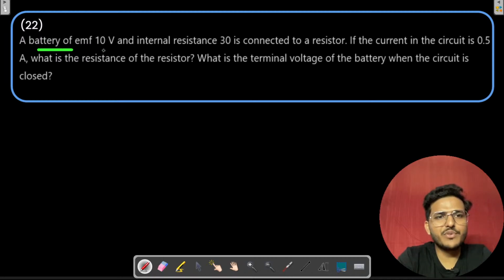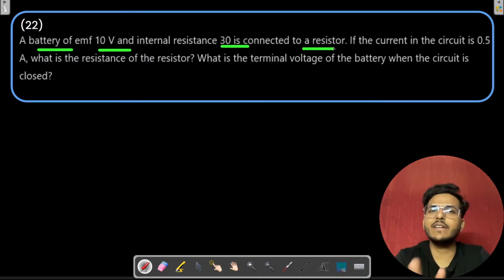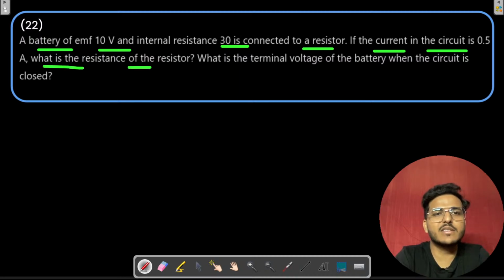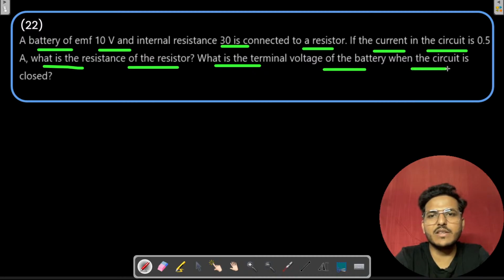A battery of 10 volt EMF and internal resistance 3 ohm is connected to a resistor. See, internal resistance is always treated in series combination. If the current in the circuit is 0.5 ampere, what is the resistance of the resistor? What is the terminal voltage of the battery when the circuit is closed?